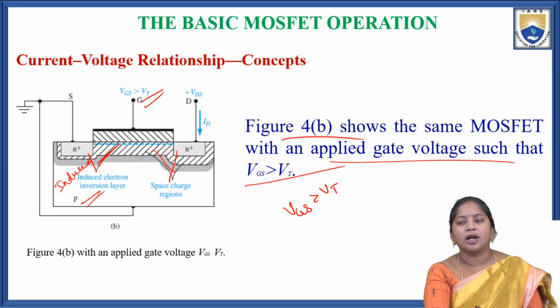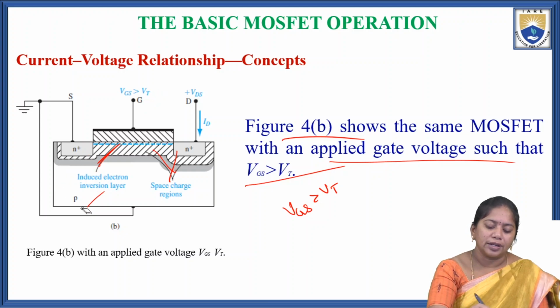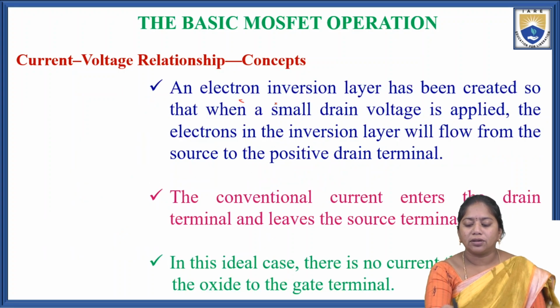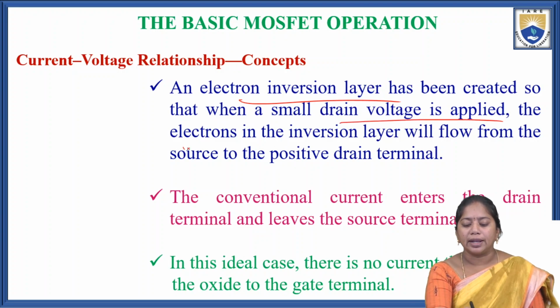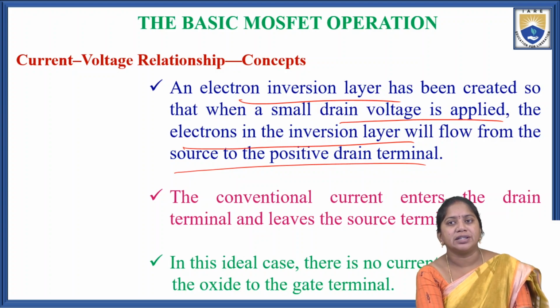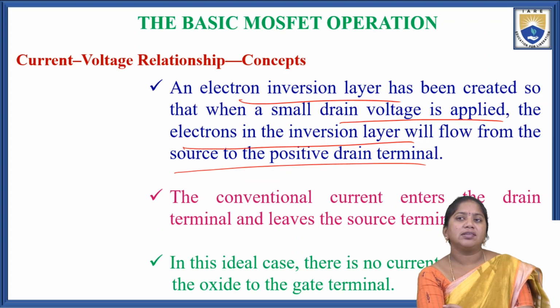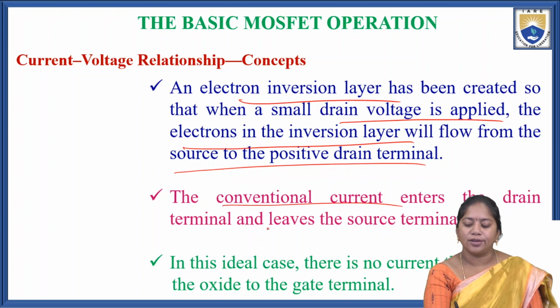So the same MOSFET with the applied gate voltage changes, that is, the gate to source voltage is greater than the threshold voltage, so the inversion layer is induced. An electron inversion layer has been created, so that when a small drain voltage is applied, the electrons in the inversion layer flow from the source to the positive drain terminal. So the conventional current enters the drain terminal and leaves the source terminal.